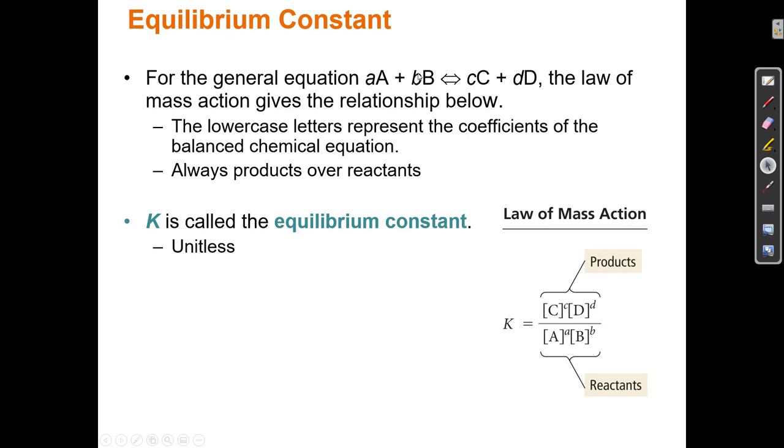And so if this is what my chemical reaction looks like, then it's the concentration of C, this product, concentration of products divided by concentration of reactants. So products goes on top, maybe a little bit counterintuitively. So the concentration of C raised to its stoichiometric coefficient, times the concentration of D raised to its coefficient, divided by the concentration of A raised to its coefficient, times the concentration of B raised to its coefficient.